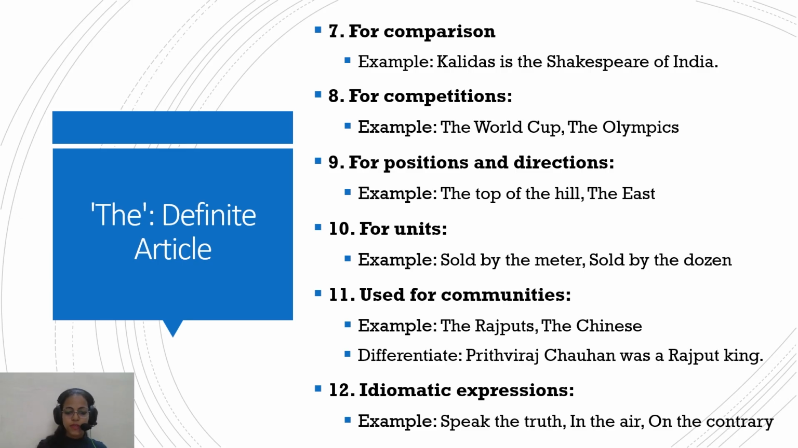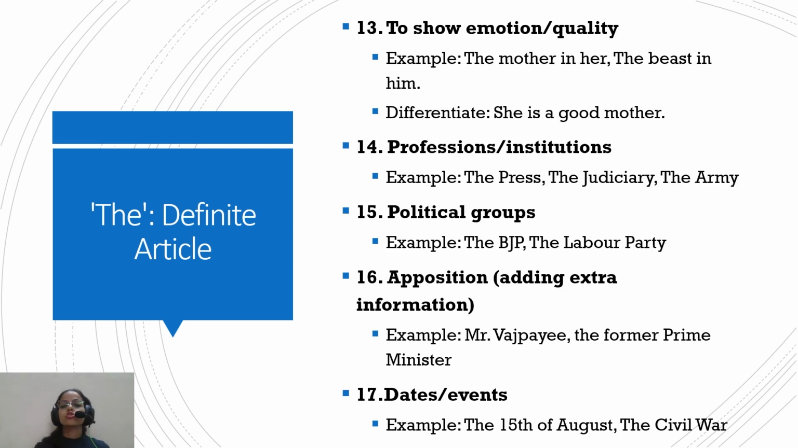So, a Rajput king. Similarly, for idiomatic expressions like you should speak the truth, or in the air, on the contrary. Here again, the is used to show emotion or quality. So the mother in her or the beast in him. In order to show that specific emotion amongst the many emotions, the mother in her. So that emotion of being caring or being loving. So you're referring to that emotion. So the mother in her, or the motherly instincts that were present in her. The beast in him, the evil qualities present in him. So when you're specifically referring to those things, again, you use the.